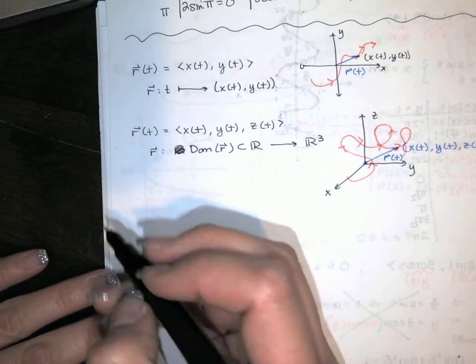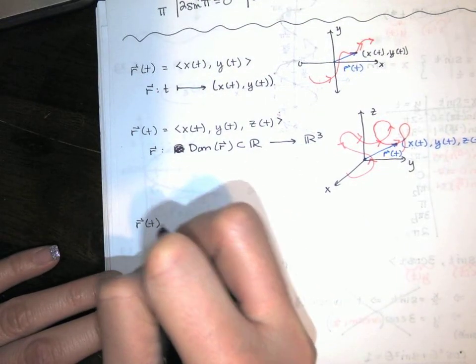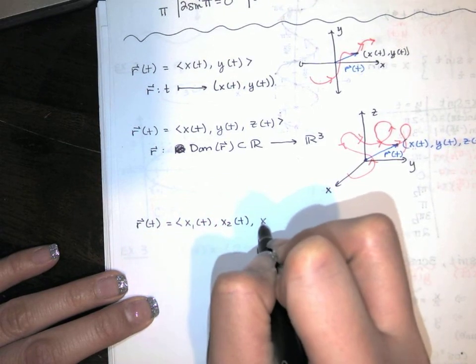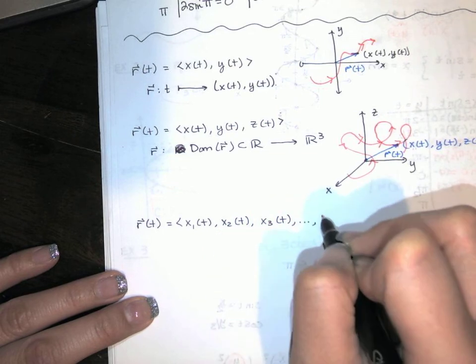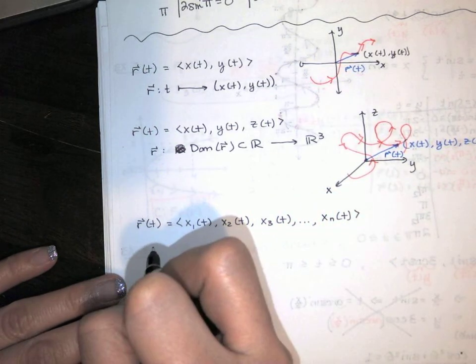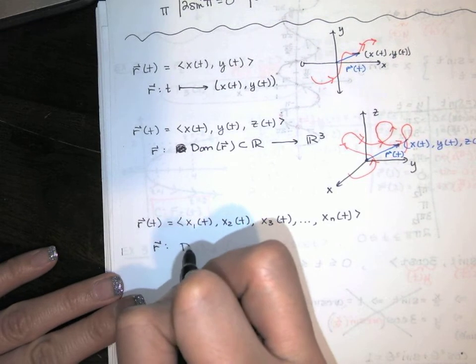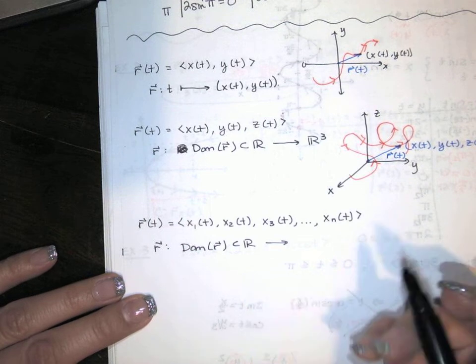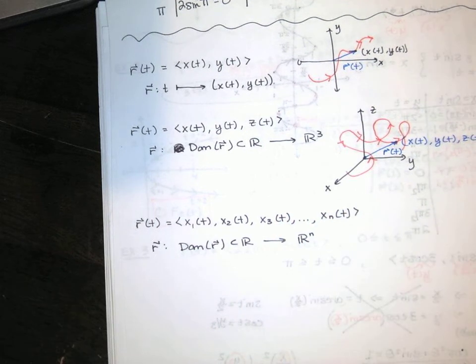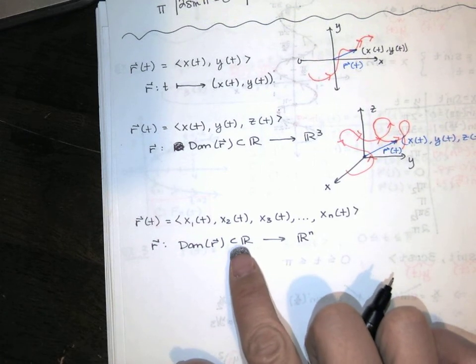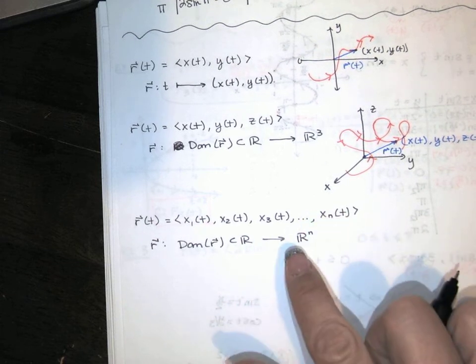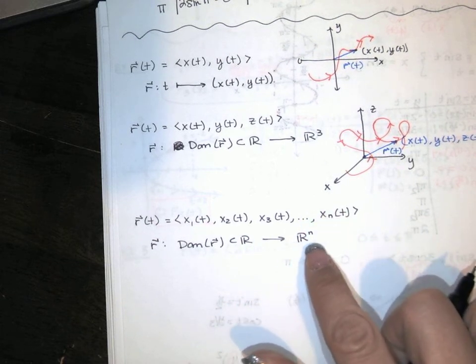Now technically this can go to n dimensions. So we could have x sub 1 of t, x sub 2 of t, x sub 3 of t, up to x sub n of t, and this is still going to take some real number in the domain of r of t, and it's going to map it to a point in n-dimensional space. Now, I can't draw that, but we're going to think of it as one-dimensional. As t takes on one real number value, we're going to get ordered n-tuples in Rn.